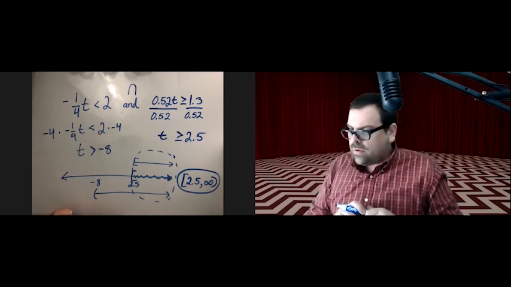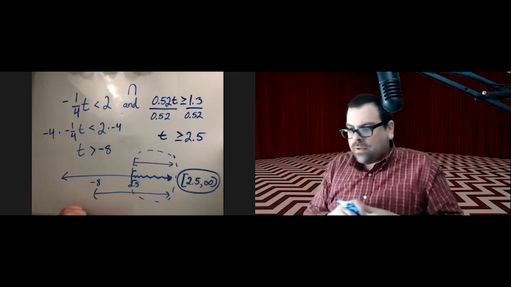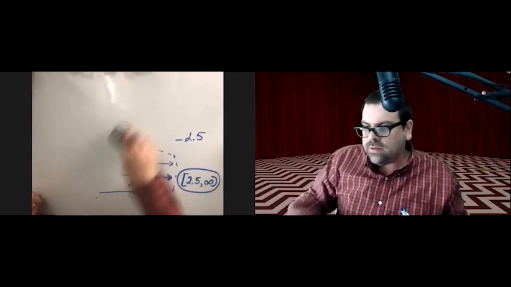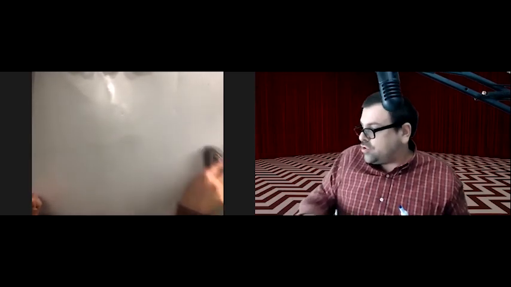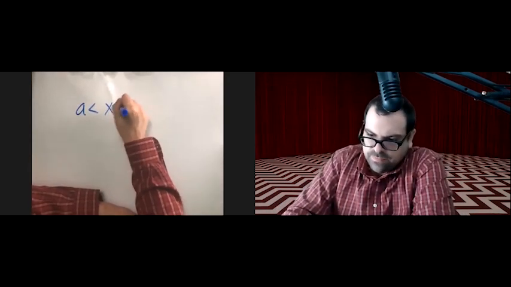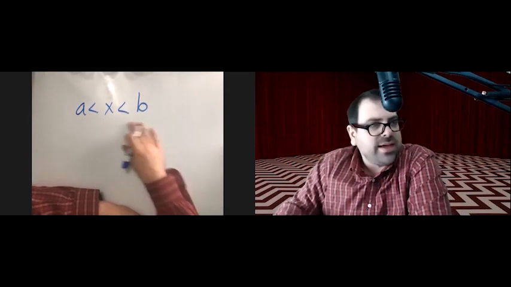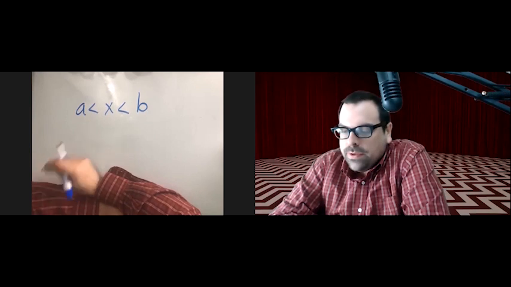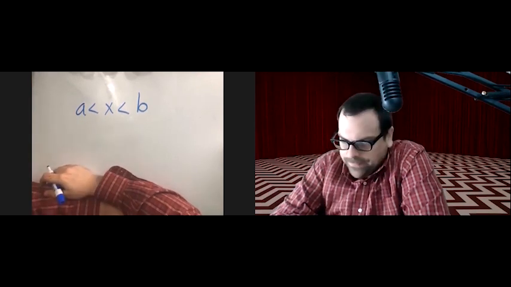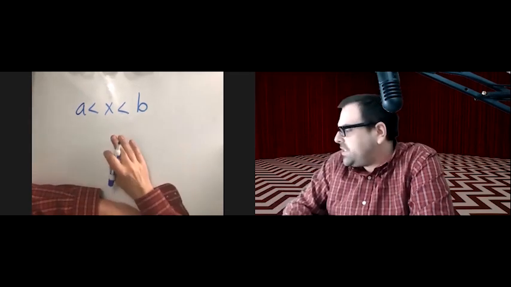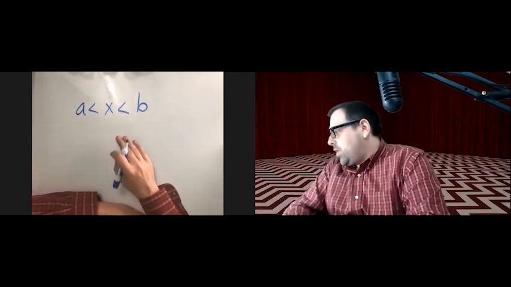Now, sometimes we can see inequalities joined together and written in this form. We saw things like this last time we were together. It can be in this form before we solve them as well.